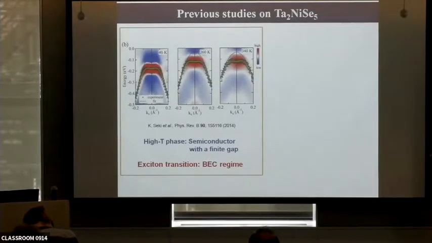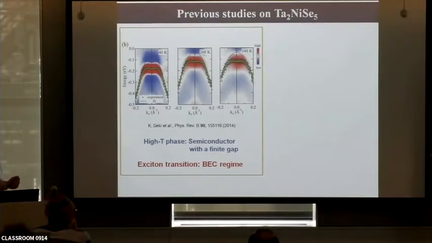Also, a temperature-dependent ARPES measurement was done in 2014. At low temperature, 40 Kelvin, the flat band is detected near the gamma point, but this flat band is still there even at high temperature. At high temperature, it showed a clear gap picture. So this also argues that the high temperature phase is a semiconductor with a finite band gap. Therefore, the excitonic transition is in the BEC region.